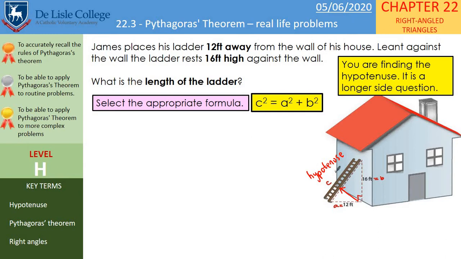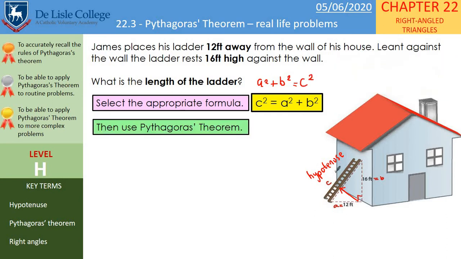So c squared equals a squared plus b squared, or as we've talked about it before, you might see it written the other way around. So a squared plus b squared equals c squared at the end means the exact same thing. So first step, we now know is we substitute in the values that we have. So we know A and B are our shorter sides, so 12 and 16.